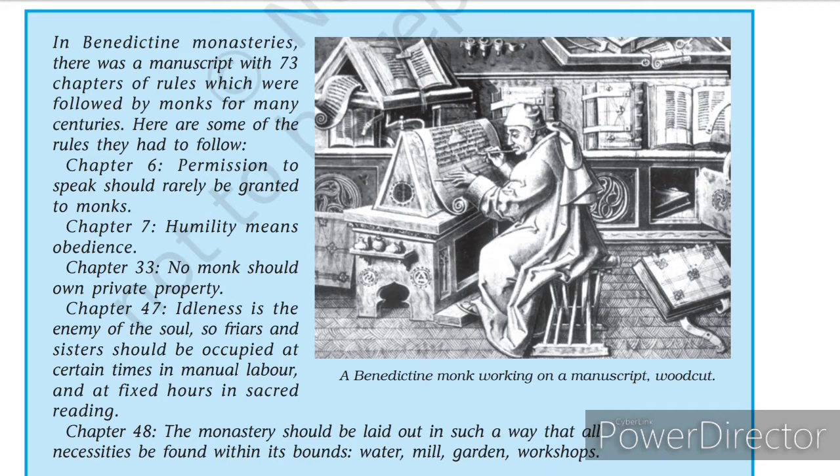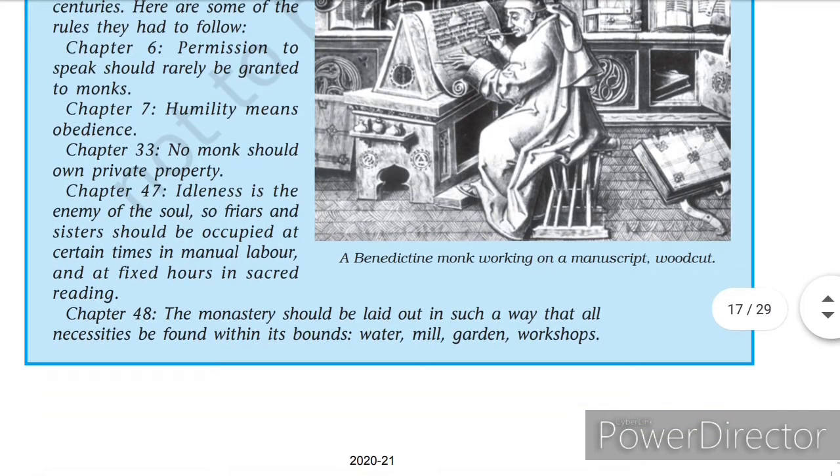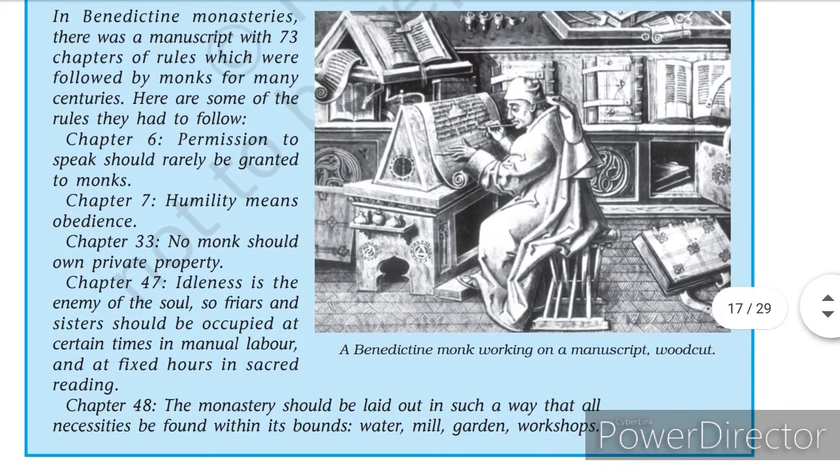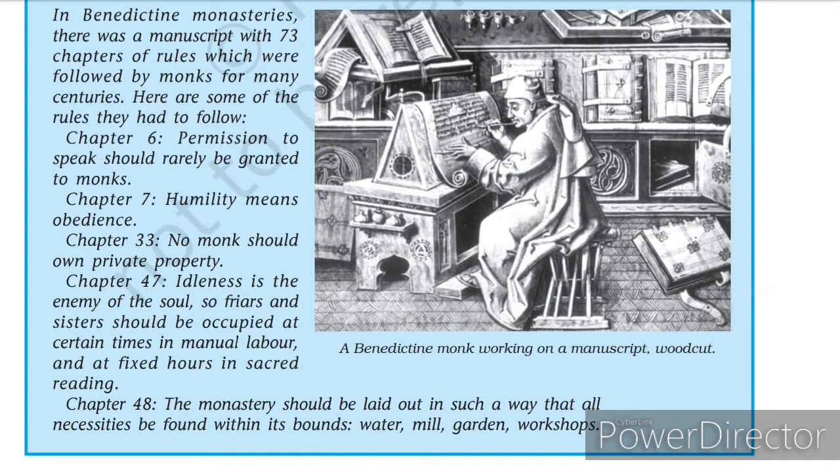Then chapter 48 says that the monastery should be laid out in such a way that all necessities should be found within its bounds, so that they don't need to go out. They need water, they need a mill, they need a garden, they need a workshop. It should be all within their reach, so that for their demands they are not allowed to go out. So that was how the nuns and monks were controlled in medieval Europe.